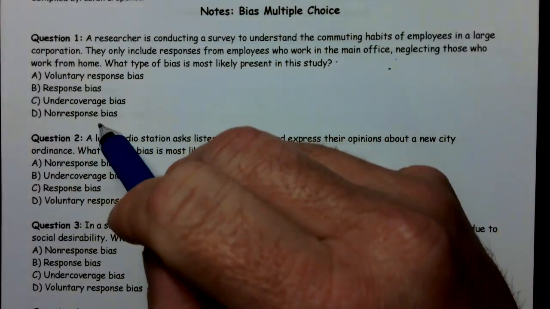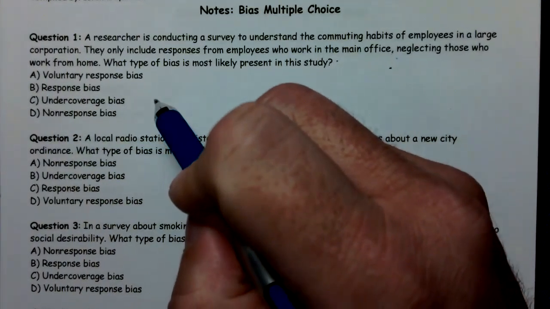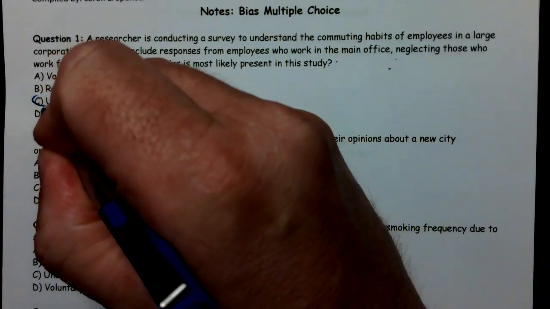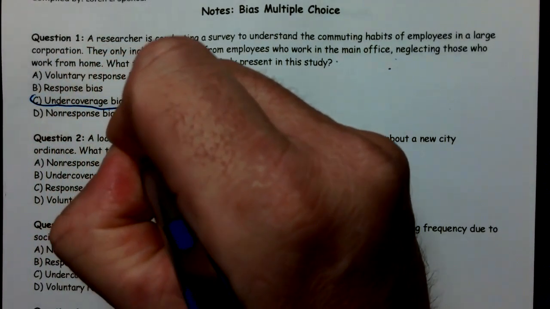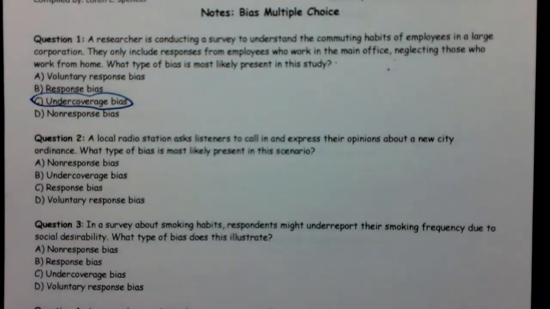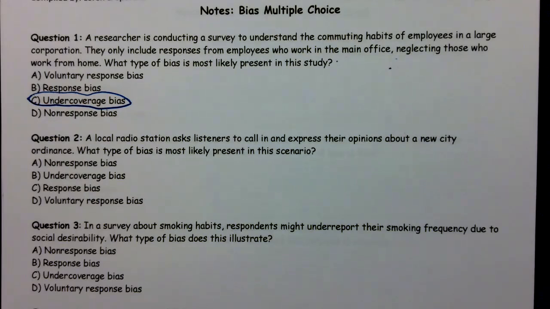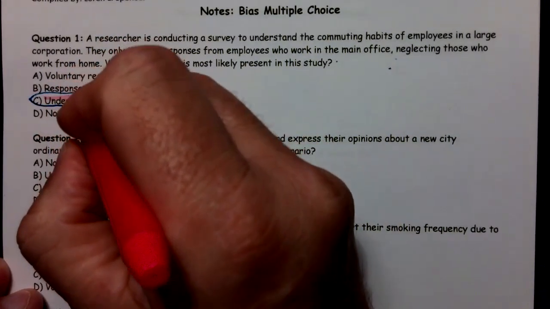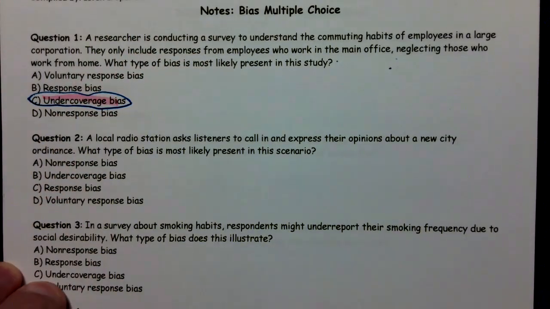Well, we have a bad sample, so it's selection bias, but it's undercoverage bias because we left off part of the population. When you leave out part of the population, it's undercoverage. So this is undercoverage because we left out the part of the population who work at home. All right. The next one.